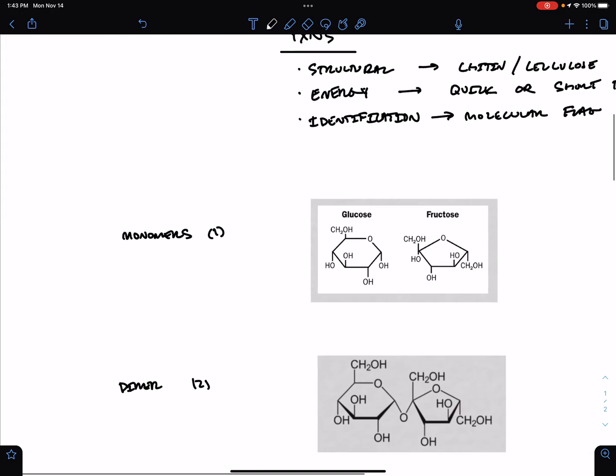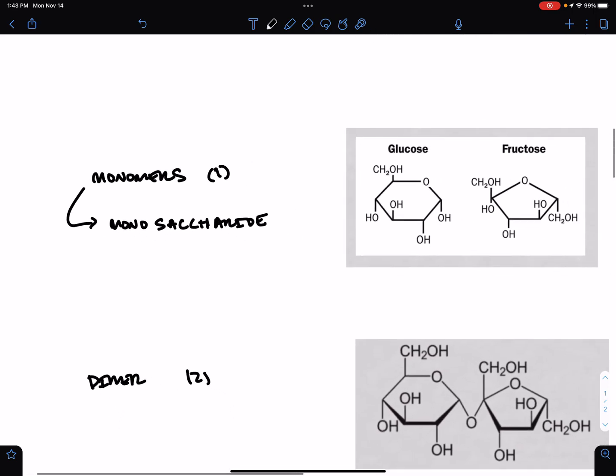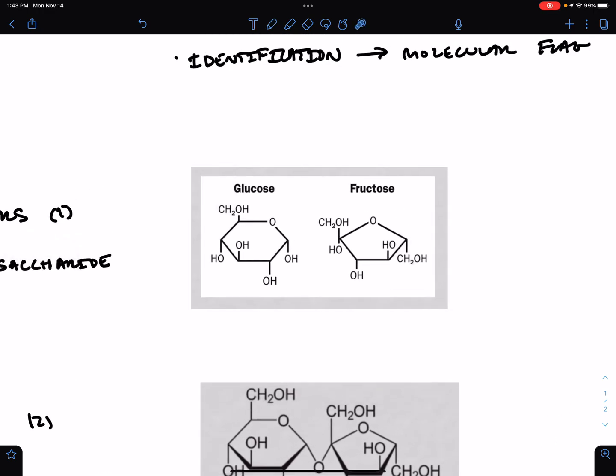For carbohydrates, we have a specific name for monomers of carbohydrates. It's called a monosaccharide. A monosaccharide is one monomer of carbohydrate specifically. So some great examples of monosaccharides are glucose and fructose. These are kind of the shorthand chemical formulas for these 2 molecules.